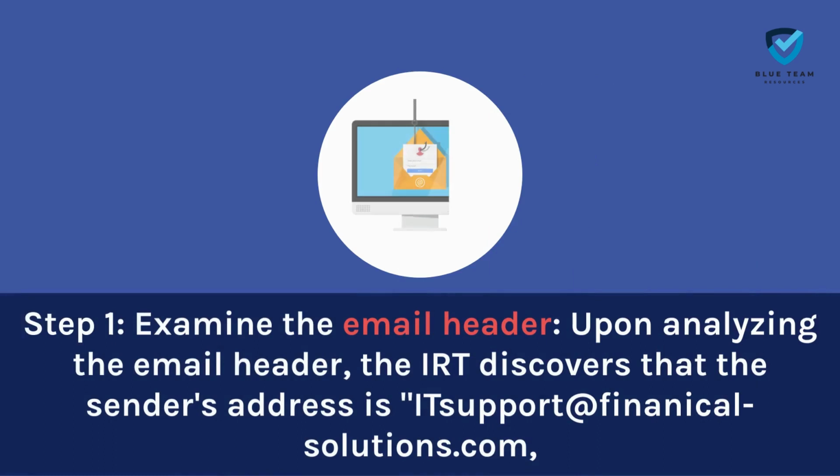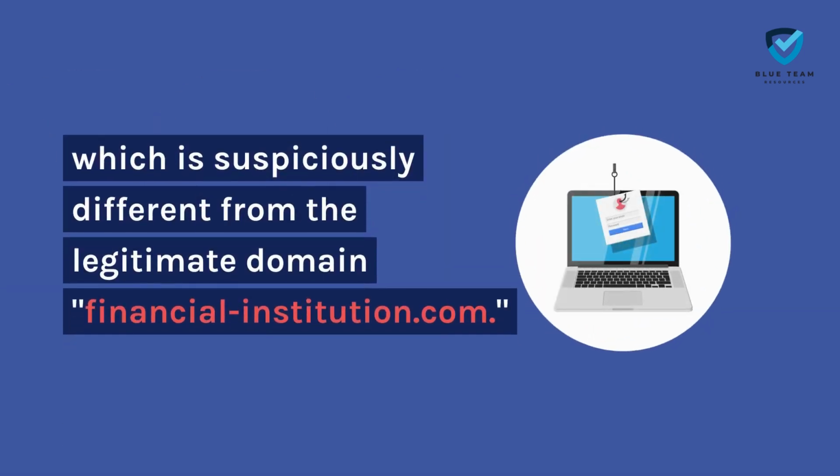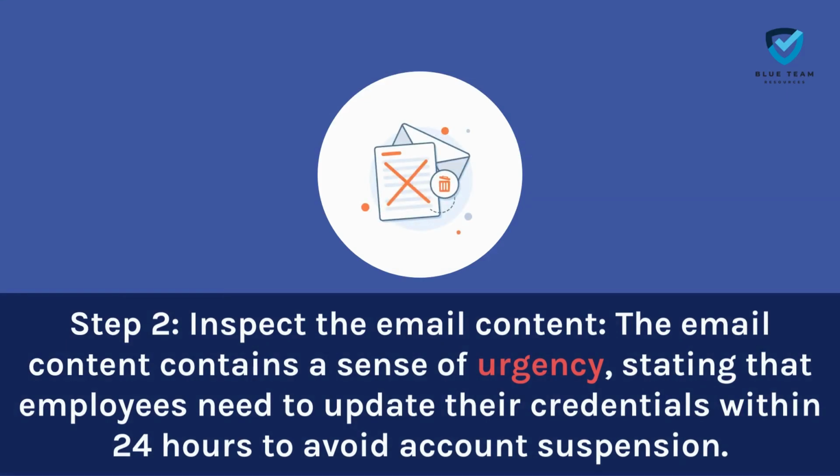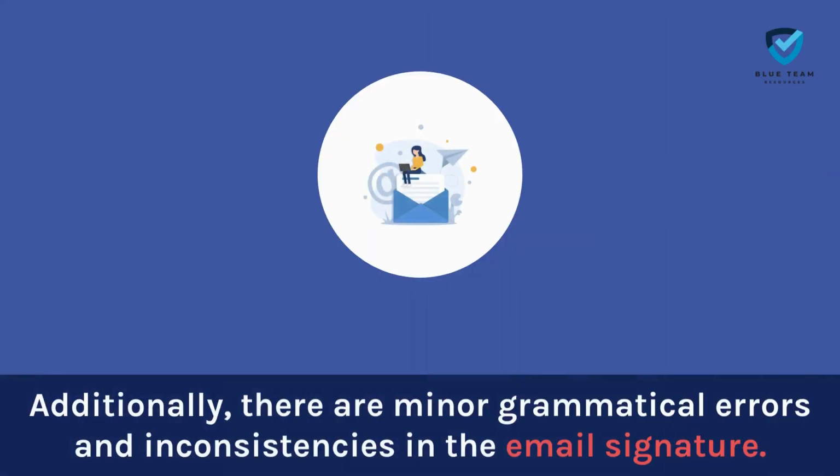Upon analyzing the email header, the IRT discovers that the sender's address is support@financialsolutions.com, which is suspiciously different from the legitimate domain financialinstitution.com. Step 2. Inspect the email content. The email content contains a sense of urgency, stating that employees need to update their credentials within 24 hours to avoid account suspension. Additionally, there are minor grammatical errors and inconsistencies in the email signature.